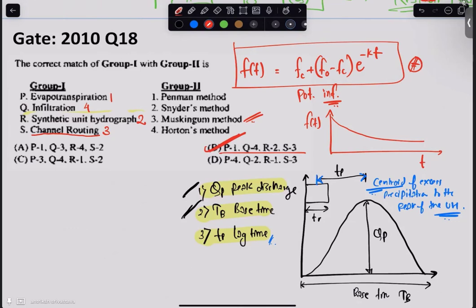All right, let's go to the next and last question for this week 19 session.